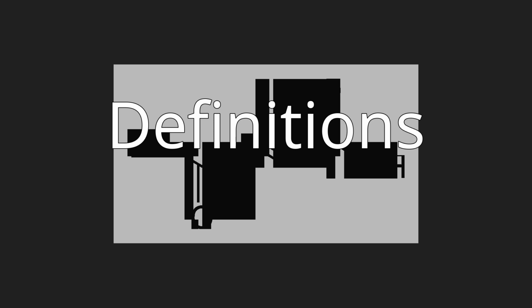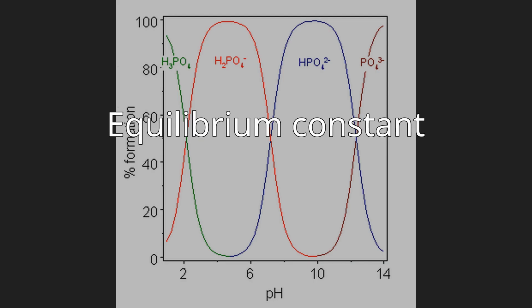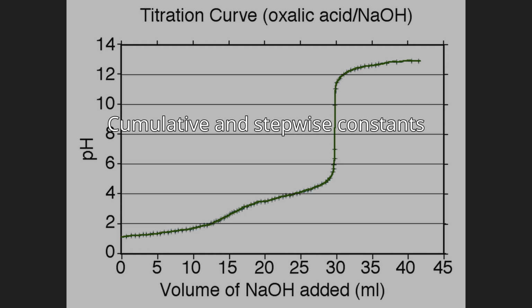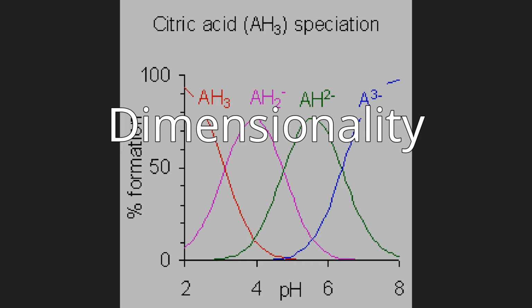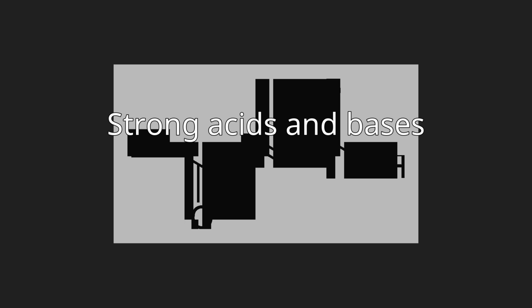Similarly, metal ion hydrolysis causes ions such as [L(H2O)6]+ to behave as weak acids. [L(H2O)6]+ + H2O = [L(H2O)5(OH)] + H3O+. According to Lewis's original definition, an acid is a substance that accepts an electron pair to form a coordinate covalent bond. Equilibrium constant, cumulative and stepwise constants, association and dissociation constants, temperature dependence, dimensionality, strong acids and bases.